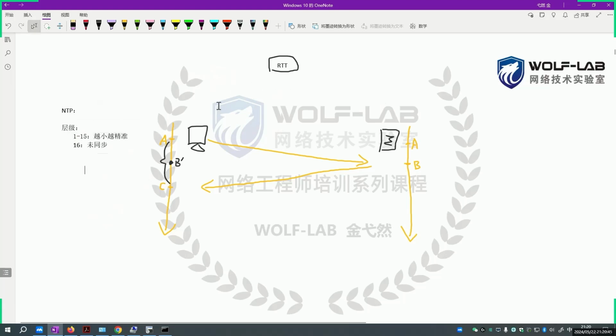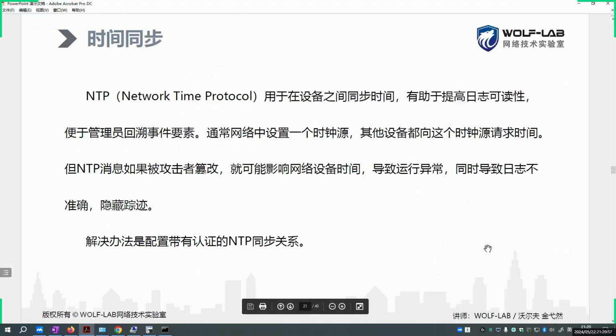So, if you set your own clock level very low, it's possible that you might not be able to sync the real time anymore. Typically, the NTP protocol requires a time source. At that point, all devices must seek this time source to request time. But if the NTP messages are tampered with by an attacker, it could disrupt device operations by altering the system time. In such cases, what do you do?